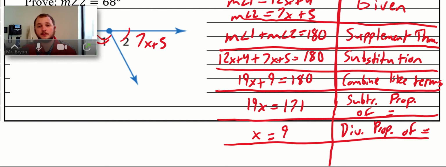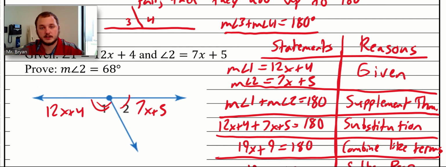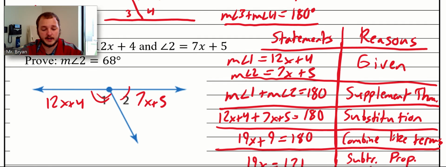Okay, and on a lot of problems, we'd be done here. We found x equals 9, and we showed division property of equality. We showed all of our reasons, and we're good. But always need to double check, just like we did in the first unit. In this case, I'm not trying to prove that x equals 9. I'm trying to prove that measure of angle 2 equals 68. So that's going to help me get to that point, but I always need to solve for x first.